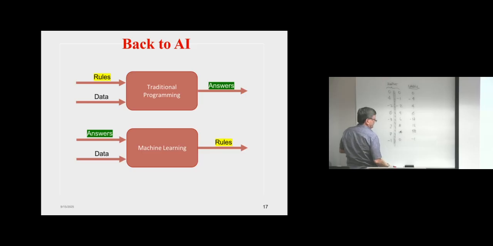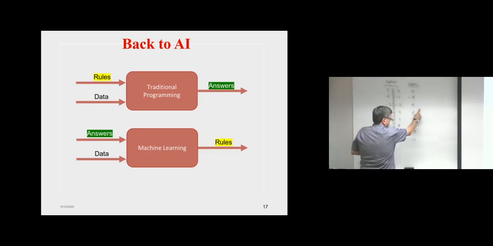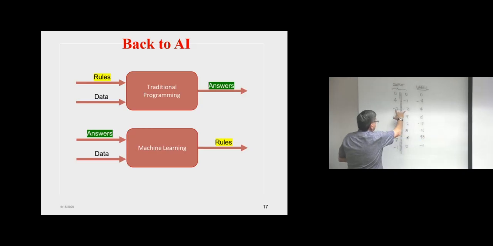What the system has to do, notice we're feeding it answers. What are the answers? The label. I'm feeding it data, that's my input features. And what I have to do is infer the rules. So what you get to do is infer what that relationship is.